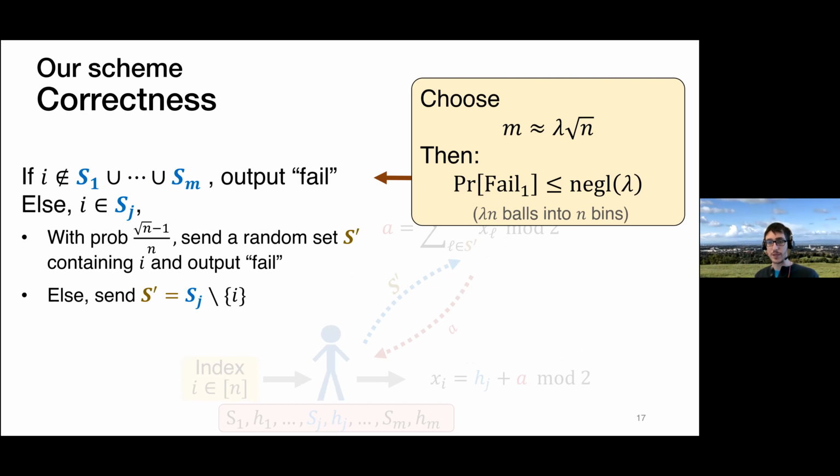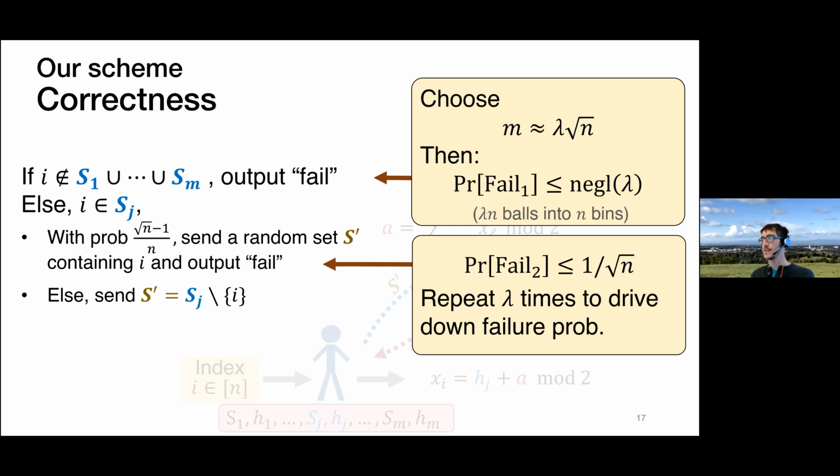Let's go over the properties that we care about. First, in terms of correctness, there are two failure events that can happen. The first is that, as we mentioned, the collection might not contain index I to begin with. However, if we set the number of sets in the collection to be something like lambda times square root n, where lambda is the security parameter, then by a balls-and-bins argument, this failure probability is negligible in the security parameter. The second problem is that the correctness equation we saw before, which allows the client to recover the value of its bit of interest, doesn't hold in the first case that we introduced for the sake of security.